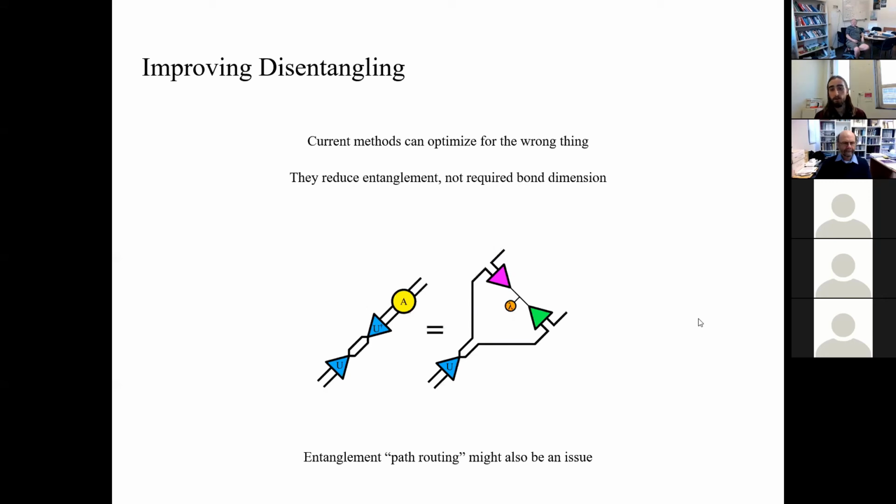So part of my work so far has also been improving disentangling methods. So far, they just reduce entanglement, not actually required bond dimension. And I've shown cases where current disentangling methods actually do the opposite of what you want. Although they decrease entanglement, they increase your required bond dimension.